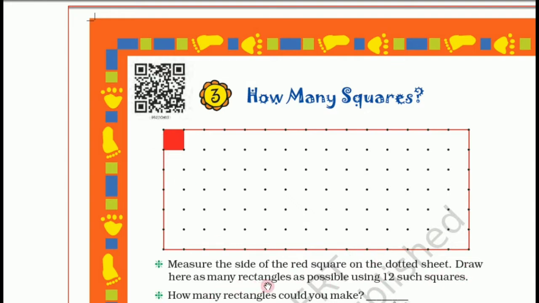Draw here as many rectangles as possible using 12 such squares. Means we have to draw as many rectangles as possible using 12 such squares. Each rectangle should be made of 12 such squares. Then the question is, how many rectangles could you make? So let's solve this question.